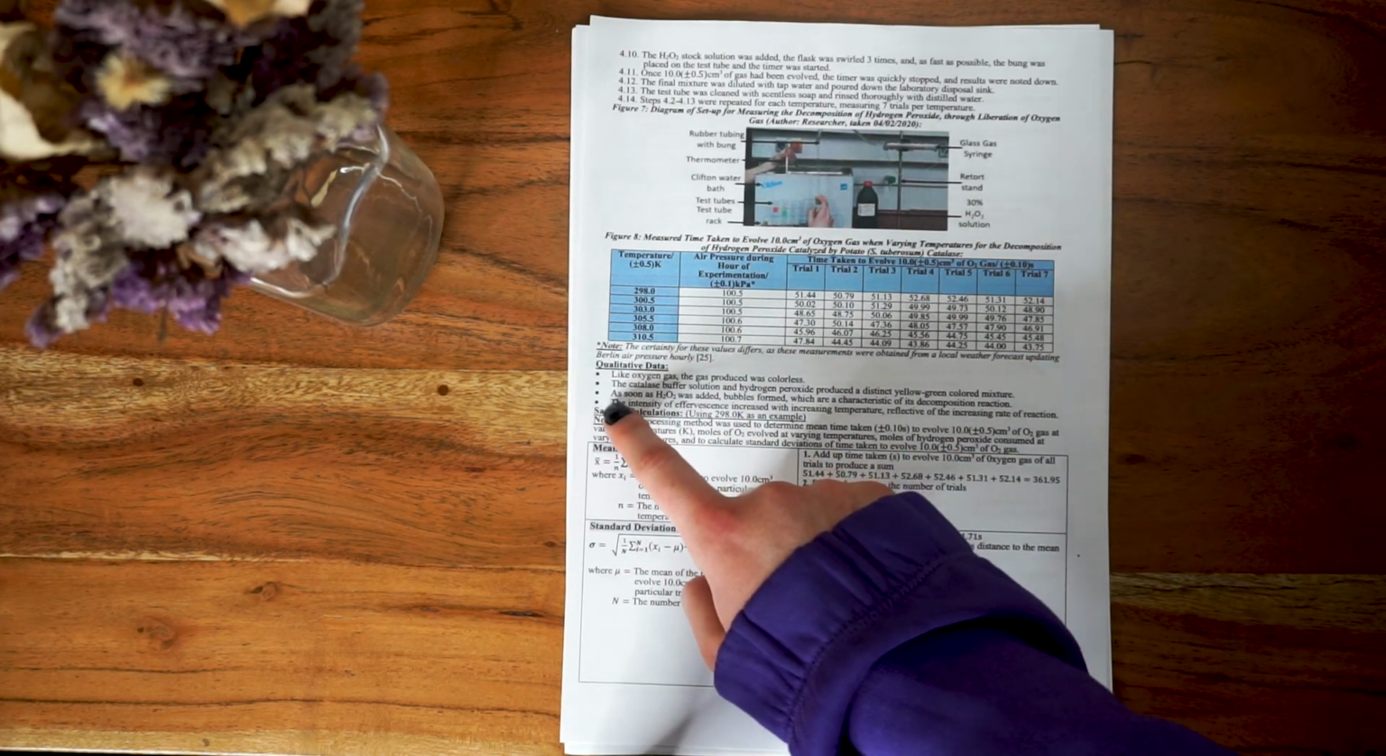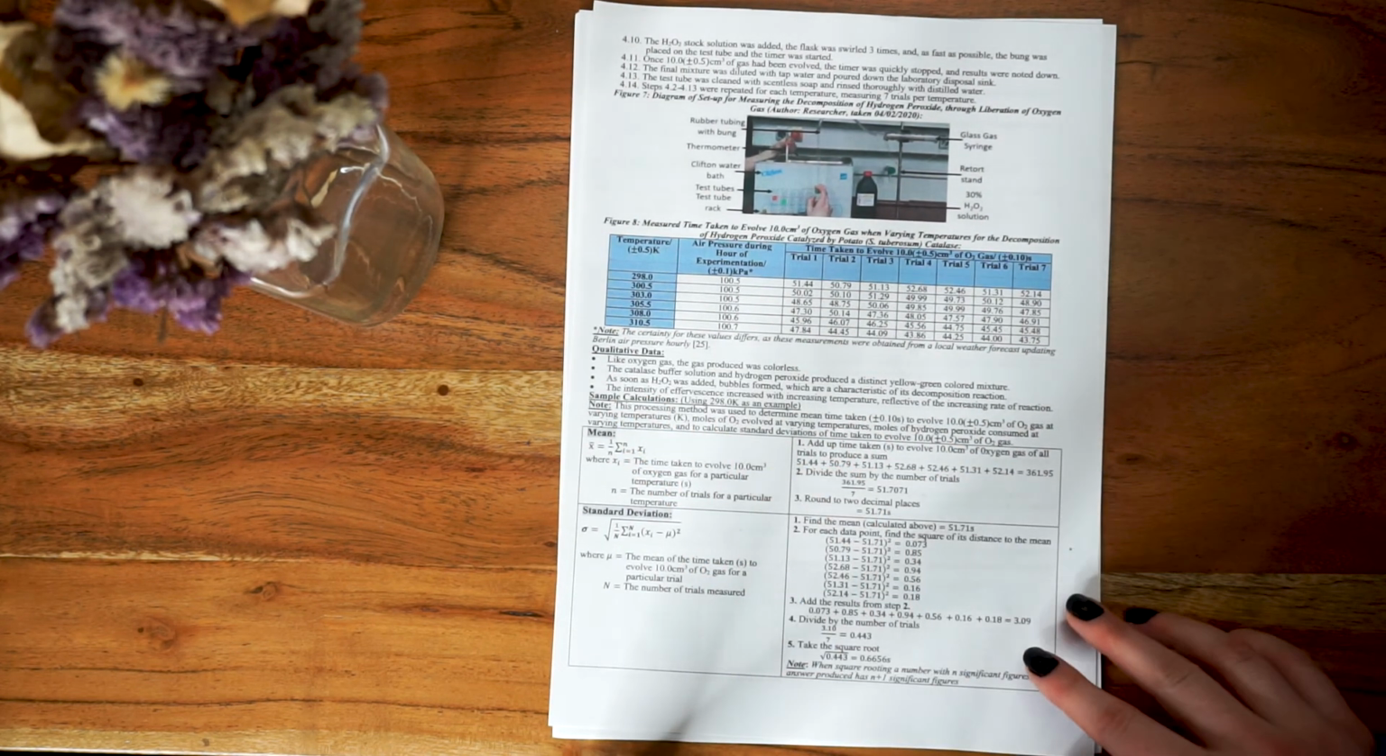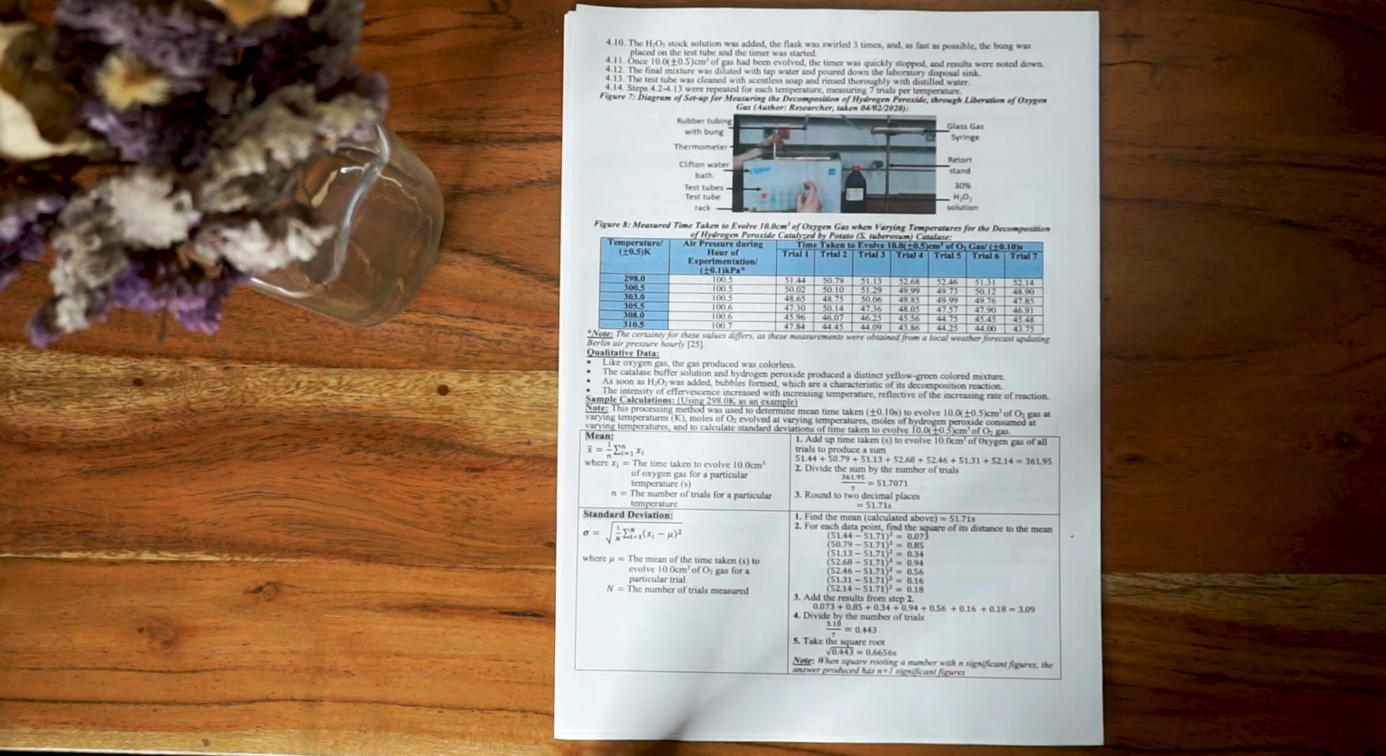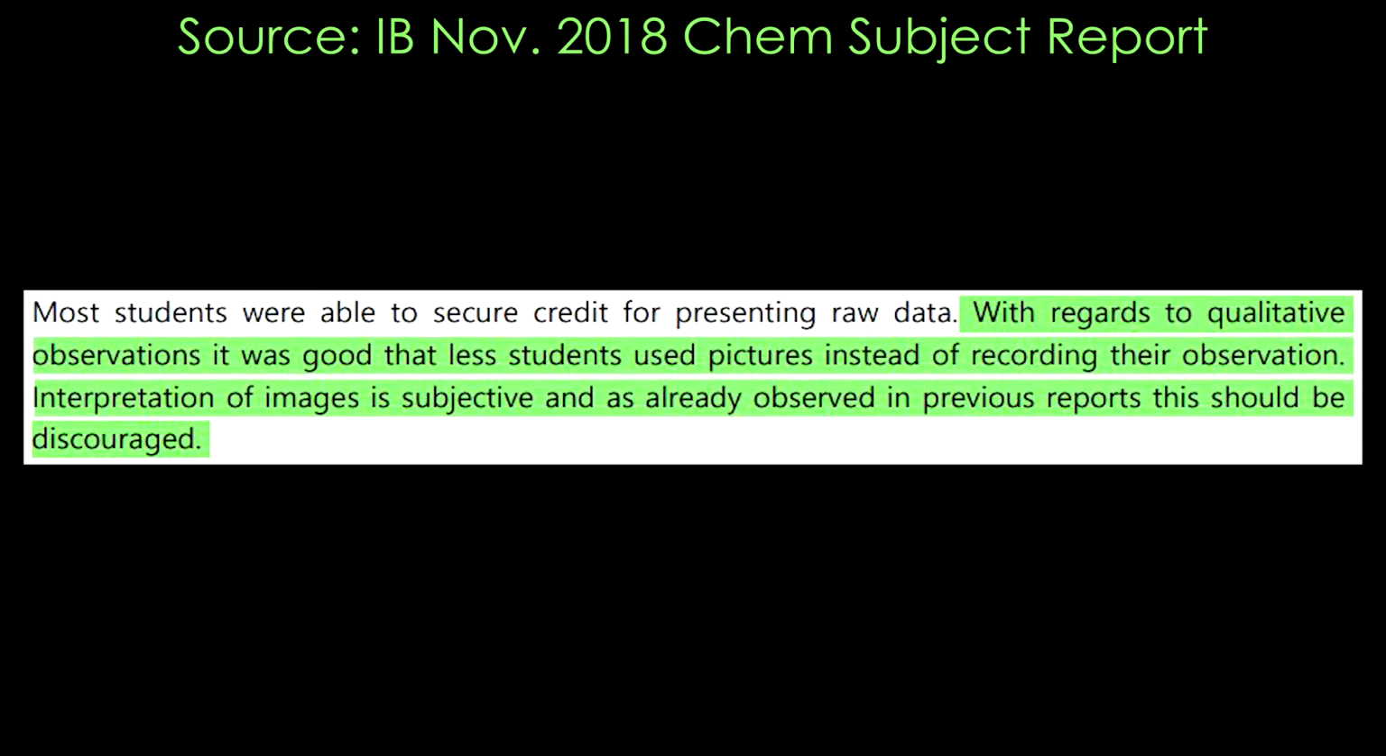Generally, bullet points are probably the easiest, but I think you could also do it in a little text, but I'm not really sure. Either way, you should not use images in replacement of text for qualitative data, as the IB has discouraged students from doing so in the past. They stated in their subject report that with regard to qualitative observation, it was good that fewer students used pictures instead of recording their observation. Interpretation of images is subjective, and as already observed in previous reports, this should be discouraged.